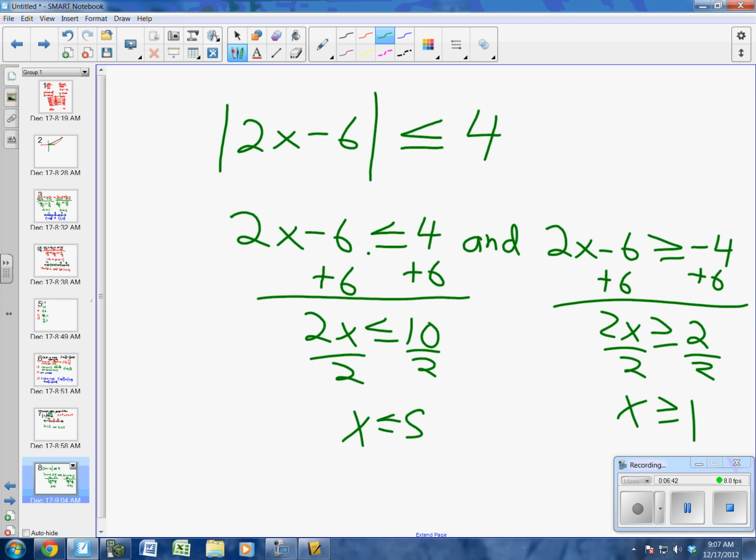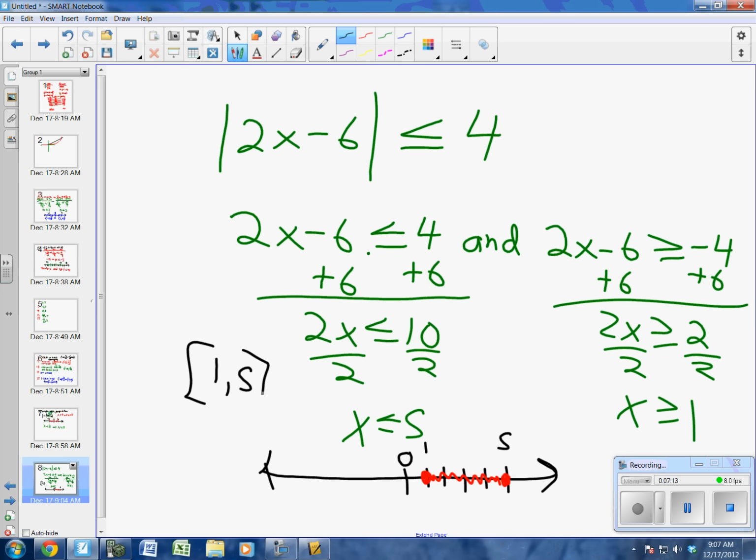It's an and statement. If I graph it, what are we going to get? All numbers between... so does it include 1 and 5? It includes 1 and 5. And you can see x has got to be a number less than 5, but at the same time greater than 1. So it's all those numbers in between. The interval would be 1, 5 with brackets, right? Any questions about that?